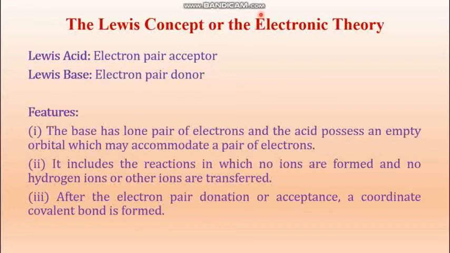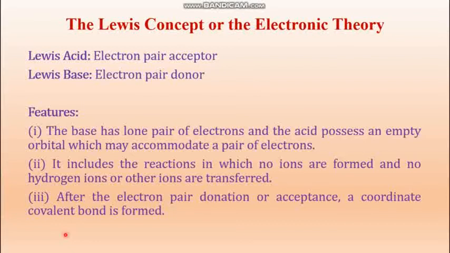Secondly, it includes the reactions in which no ions are formed and no hydrogen ions or other ions are transferred, such as in the previous examples, H plus ions, OH minus ions, or oxides. Sometimes these ions were involved, but in the Lewis acid-base theory, the involvement of ions is not there. And thirdly, after the electron pair donation and acceptance, a coordinate covalent bond is formed.